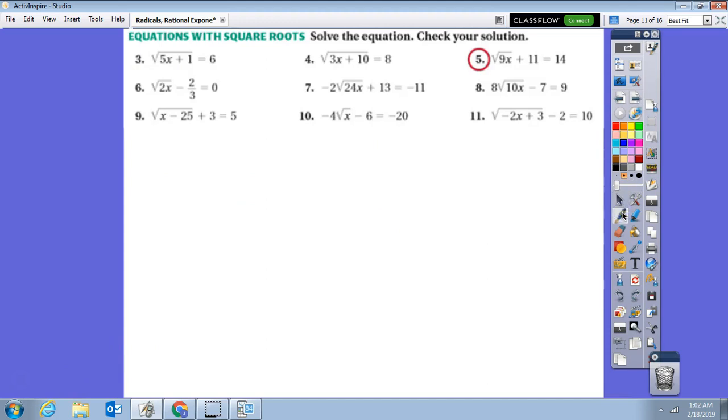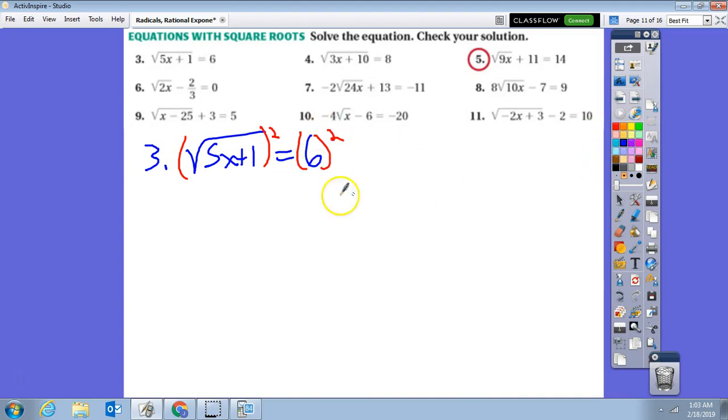Alright, so the final thing that we're going to look at is how to solve equations with radicals in them. Basically, this is the same thing that we did earlier where we solved equations with high degrees of exponents. You just want to do the opposite operation. So if you look at number 3, you are taking a square root of 5x plus 1 equals 6. The first thing you want to do is make sure the radical is isolated. But then you just do the opposite of the square root, which would be to square both sides. If you square the square root, it disappears.